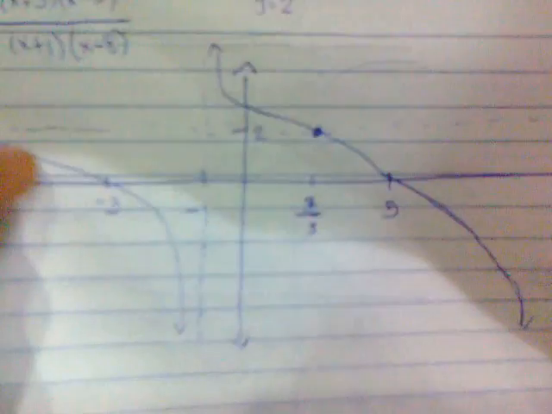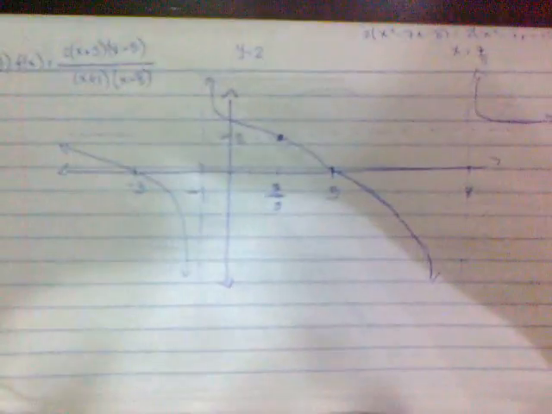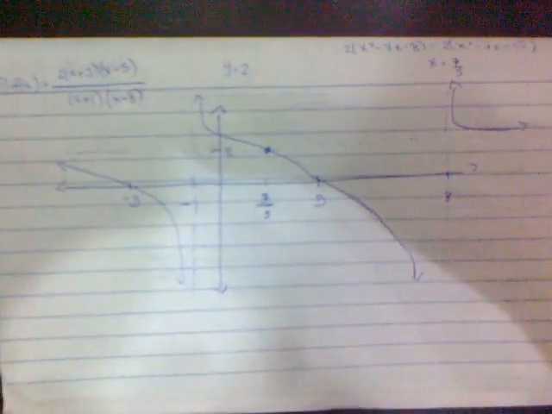Also make tables of signs, always, so that you know where the area of the tails will go. So this is how the graph will look like.